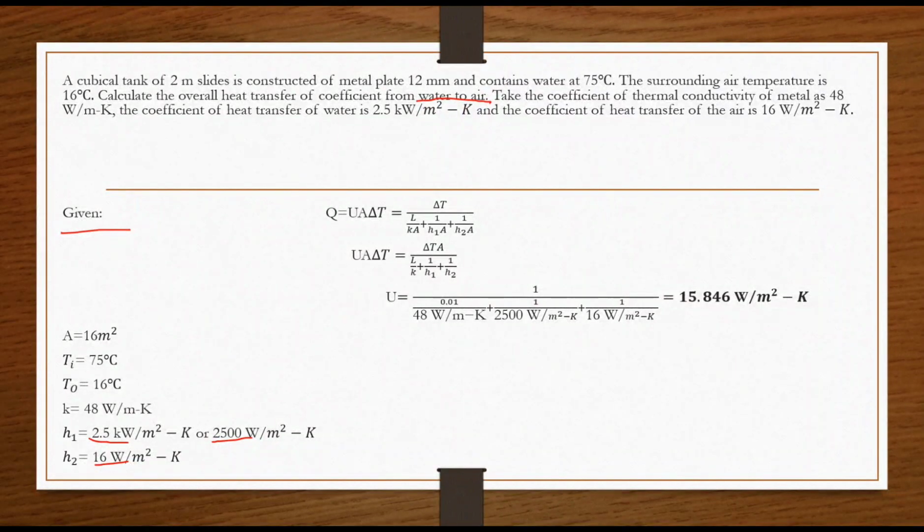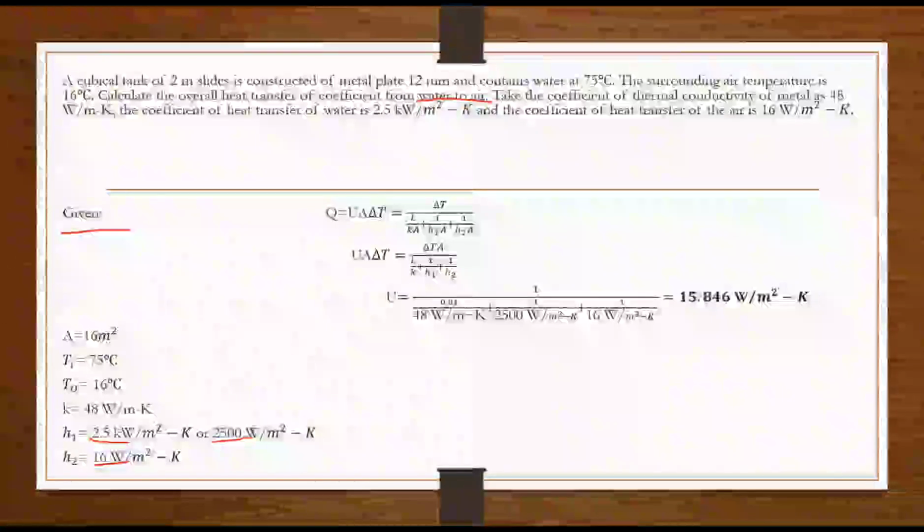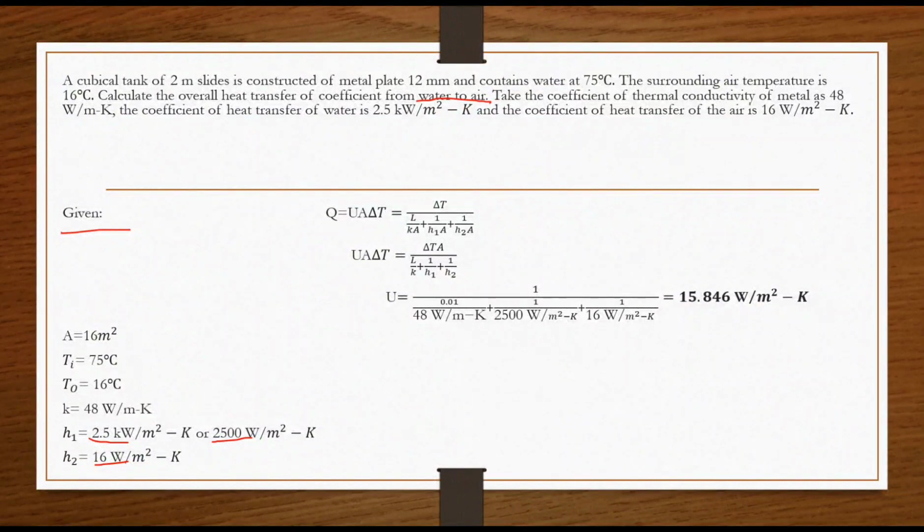So U is equal to 1 over, since we have the length of 0.01 and a thermal conductivity of 48, this one, plus 1 over this one, we have the H1, which is the heat transfer of water, plus 1 over 16, which is the heat transfer of air.